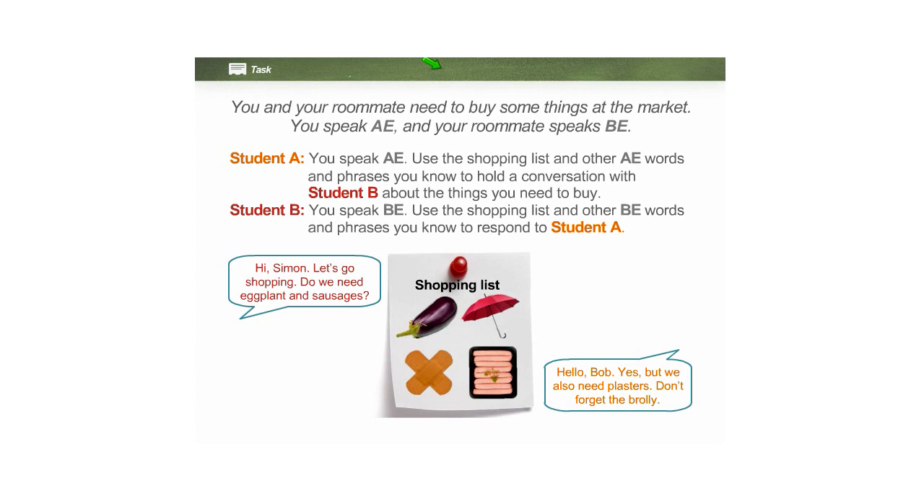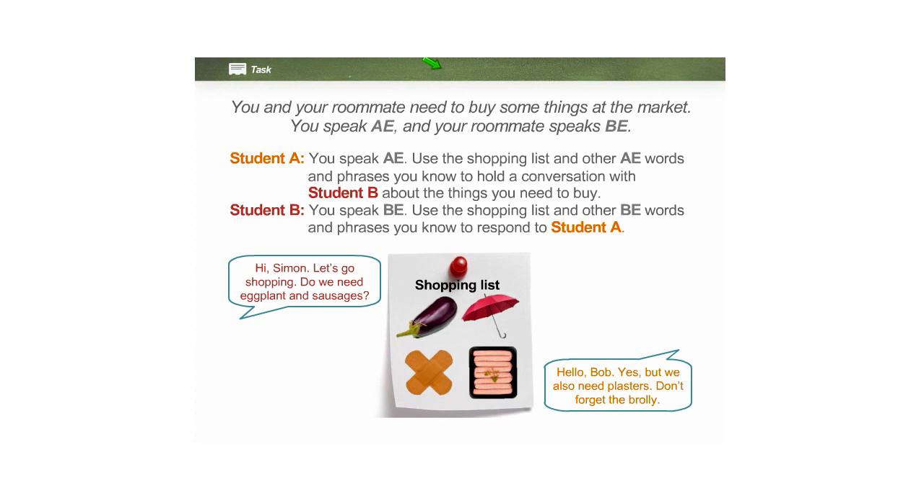So for example, hi Simon, let's go shopping. Do we need eggplant and sausages? Hi Bob, yes, but we also need plasters. Don't forget the brolly. Okay, so let's start with Rustam. Okay, so Rustam, you're going to be student A, and I'm going to respond to you. Okay, so go ahead, Rustam.